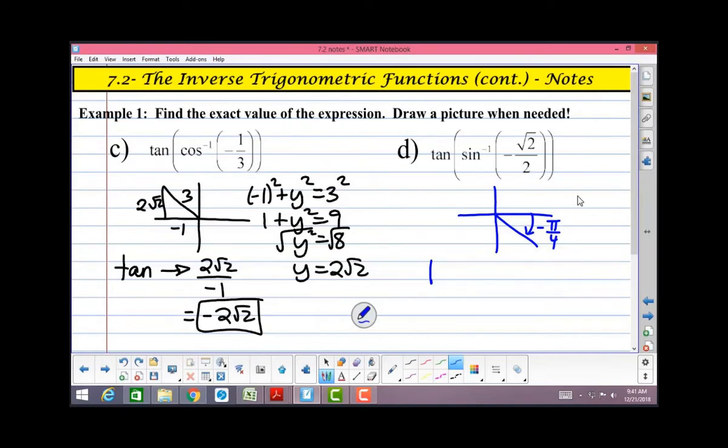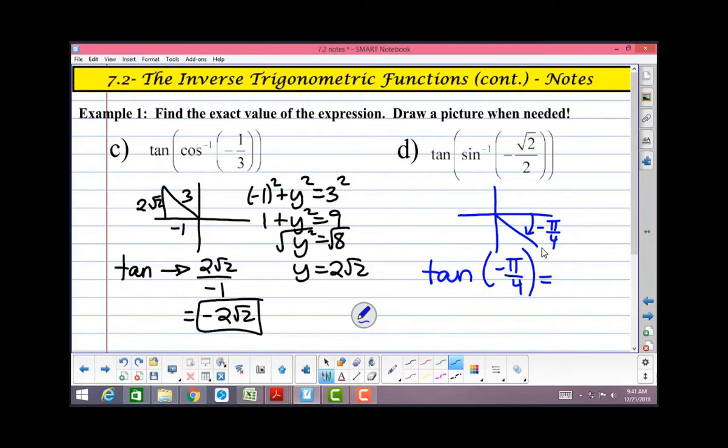So now what you want to do is just substitute this. Instead of having the tangent of the angle whose sine is negative root 2 over 2 inside the parentheses, you're going to say the tangent of negative pi over 4. You're just going to substitute that value because you actually figured out where the sine is negative root 2 over 2. And now all you have to do is use the unit circle again and think, what's the tangent of negative pi over 4?